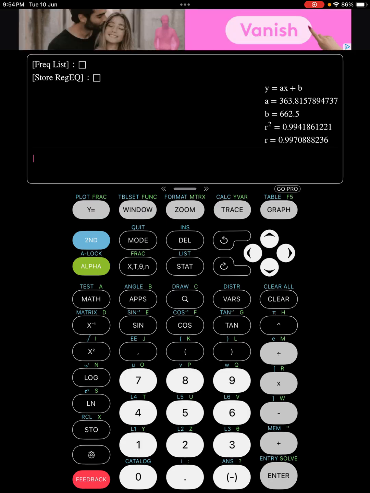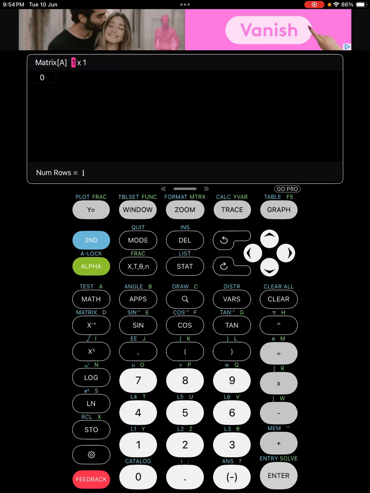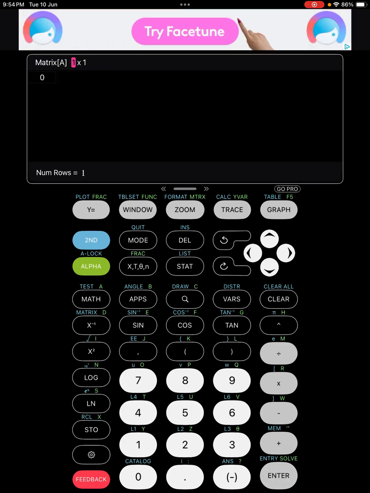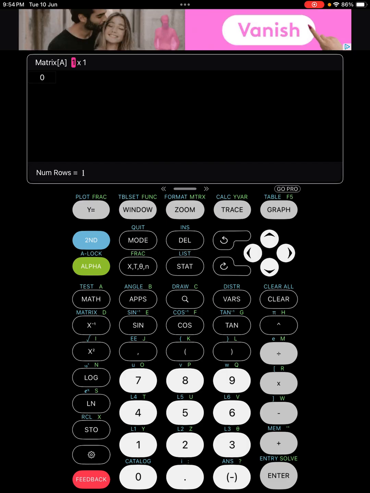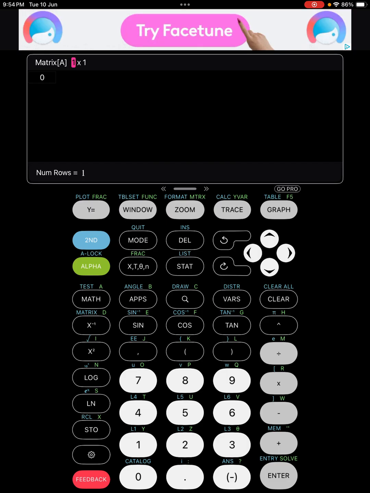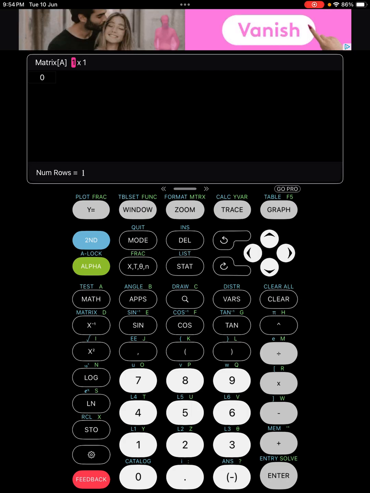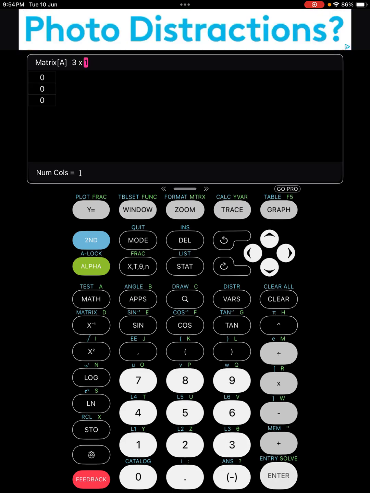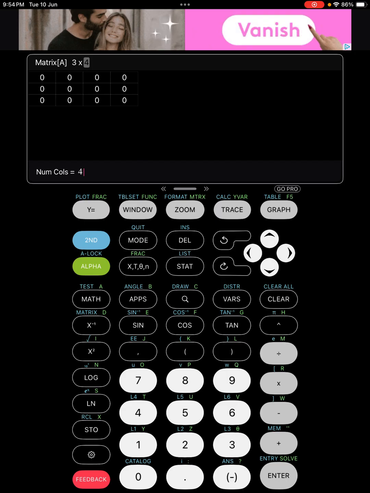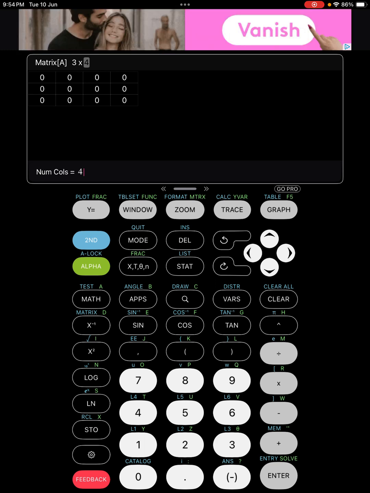Anyway, we're going to go to second, matrix, then edit. I'm going to create a matrix for this. When you put the values into the matrix, please do not include the total. It's just looking at the 3 different age groups and the 4 different colors, so we're looking at a 3 by 4 matrix, 3 rows and 4 columns. Remember, we exclude the total row and the total column as well.